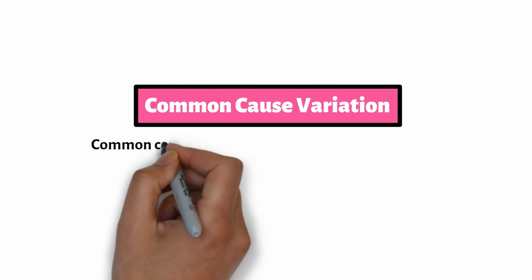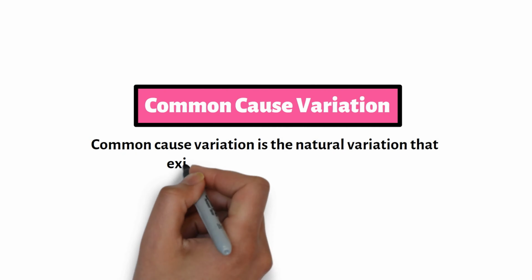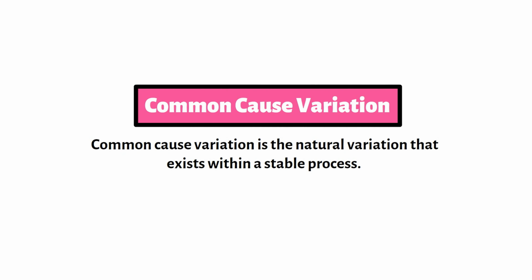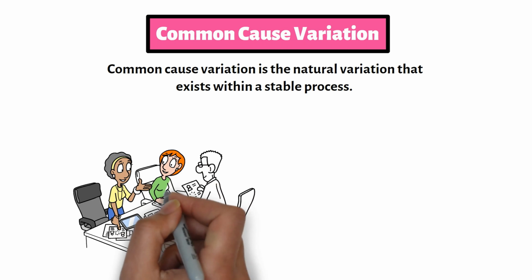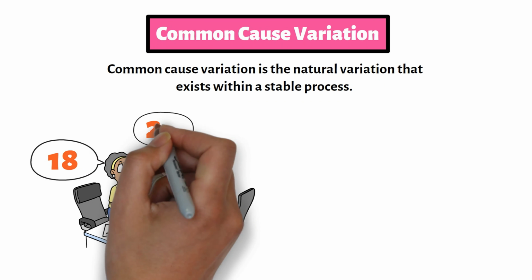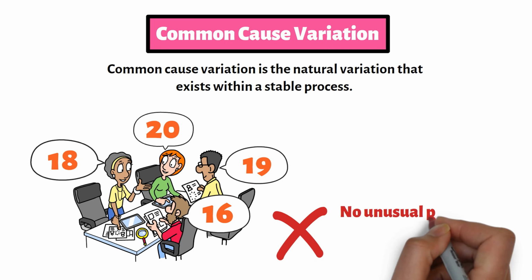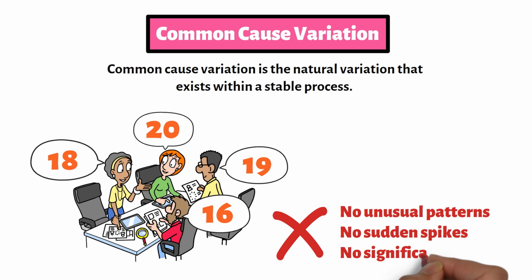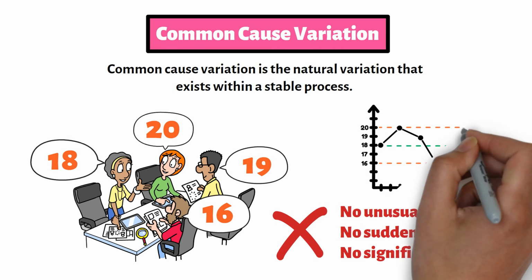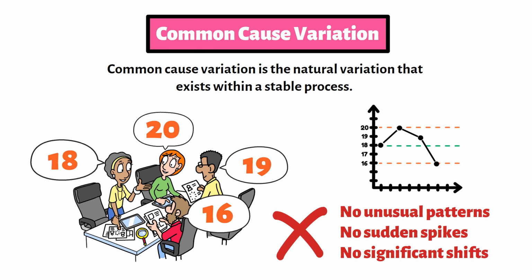Now let's talk about the first type of variation. This is called common cause variation. Common cause variation is the natural variation that exists within a stable process. Suppose our software team records the following defect counts: 18 defects, 20 defects, 19 defects, 16 defects. All of these values fall within the control limits. There are no unusual patterns, no sudden spikes, no significant shifts. Even though the numbers vary, the process itself appears stable. This is normal process behavior.